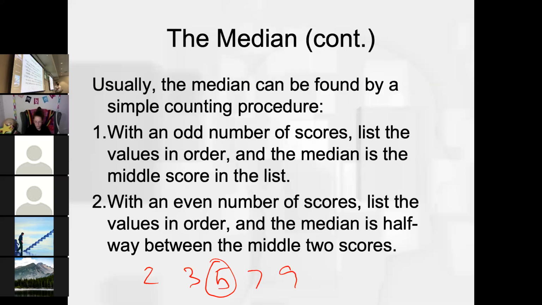If, however, we have an even number, so let's add 10 on top of that, we are taking the mean of the middle two values, right? So in this case, the middle two values are 5 and 7. We take the mean, and so in this case, the median would be 6. So even though 6 doesn't appear in that list, that is our median because of how we calculate it.